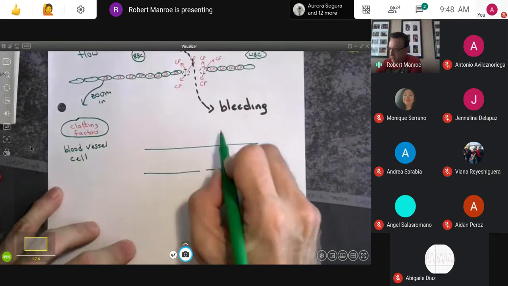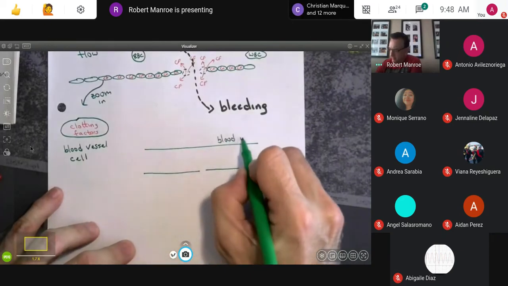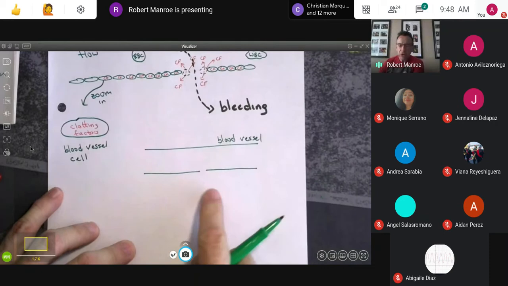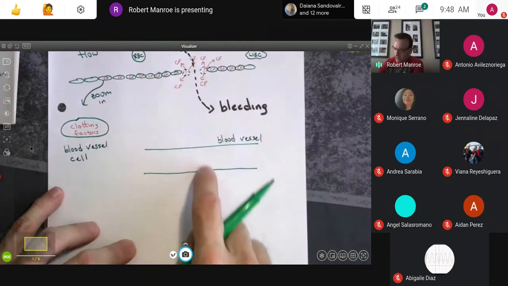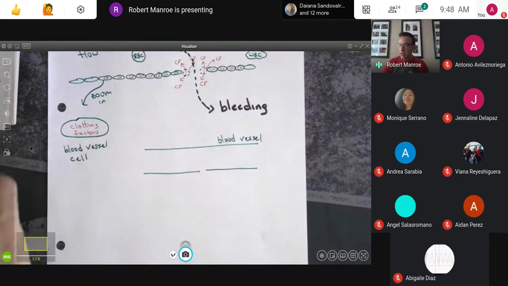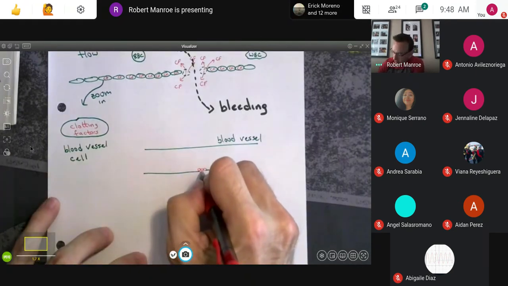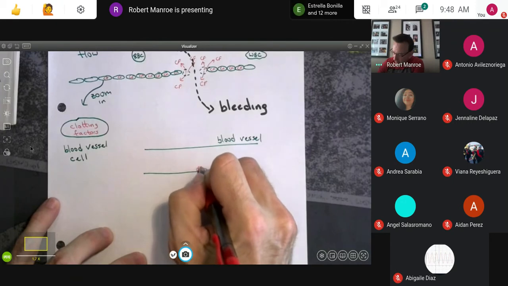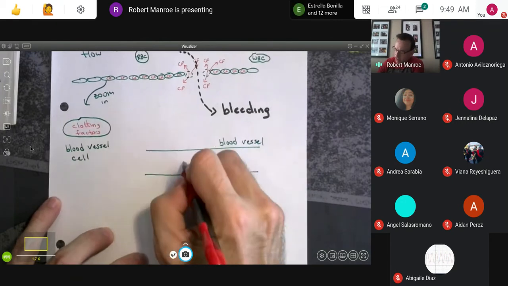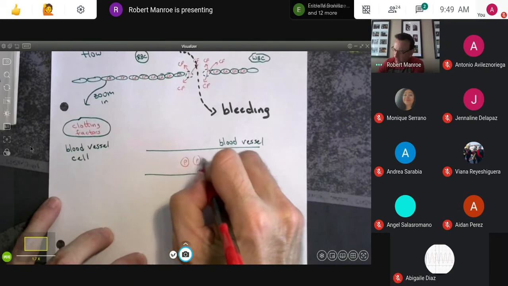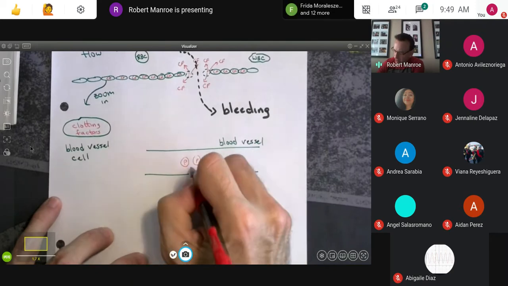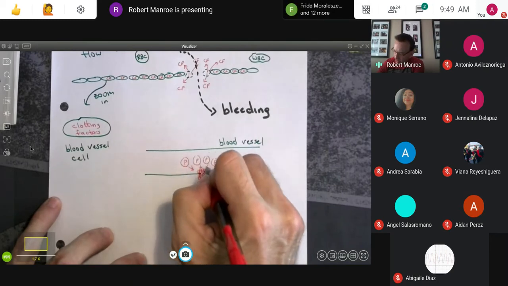So here is your blood vessel. You have trauma, right? You have blood leaking out. And once the clotting factors are released, that makes the platelets sticky. And they literally make a big pile because the platelets become sticky. They are attracted to where the clotting factors are released.